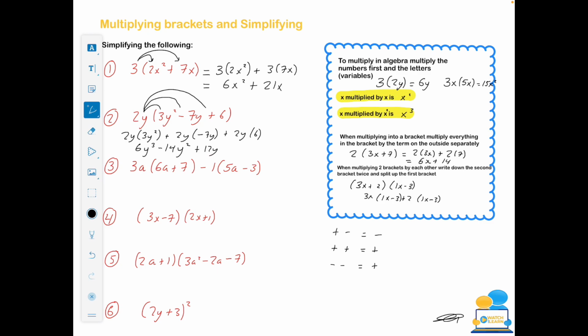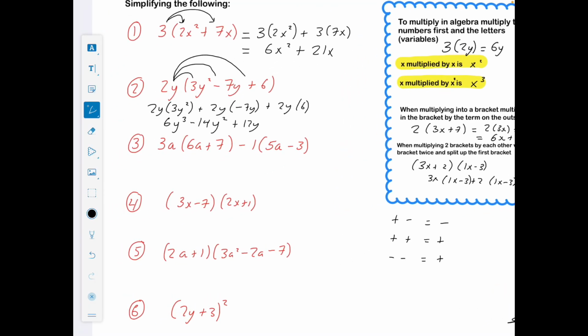And then we have 2y multiplied by 6. 2 by 6 will be 12y. Okay, again, that's my final answer. Can't simplify that any further.